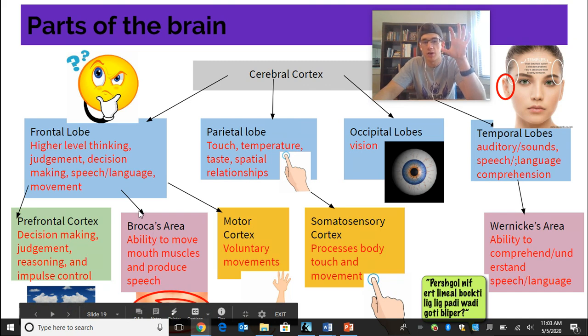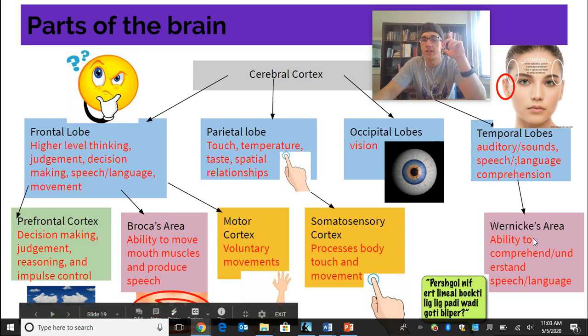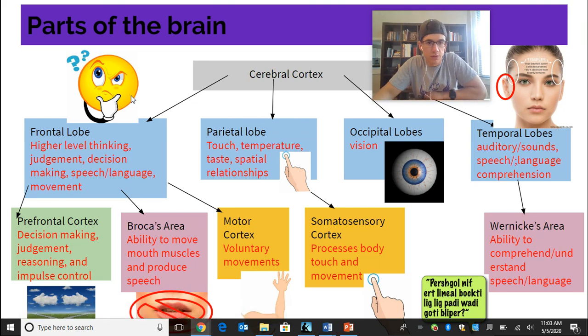Broca's area is the ability to move muscles to speak. So if you damage your Broca's area, it's going to be like you have a broken jaw. And then Wernicke's area is the ability to comprehend language. So these, hopefully you understand the lobes pretty good. My suggestion would be to think about the terms in the bottom row here that you struggle with. Those would be good ones to add to your cheat sheet.